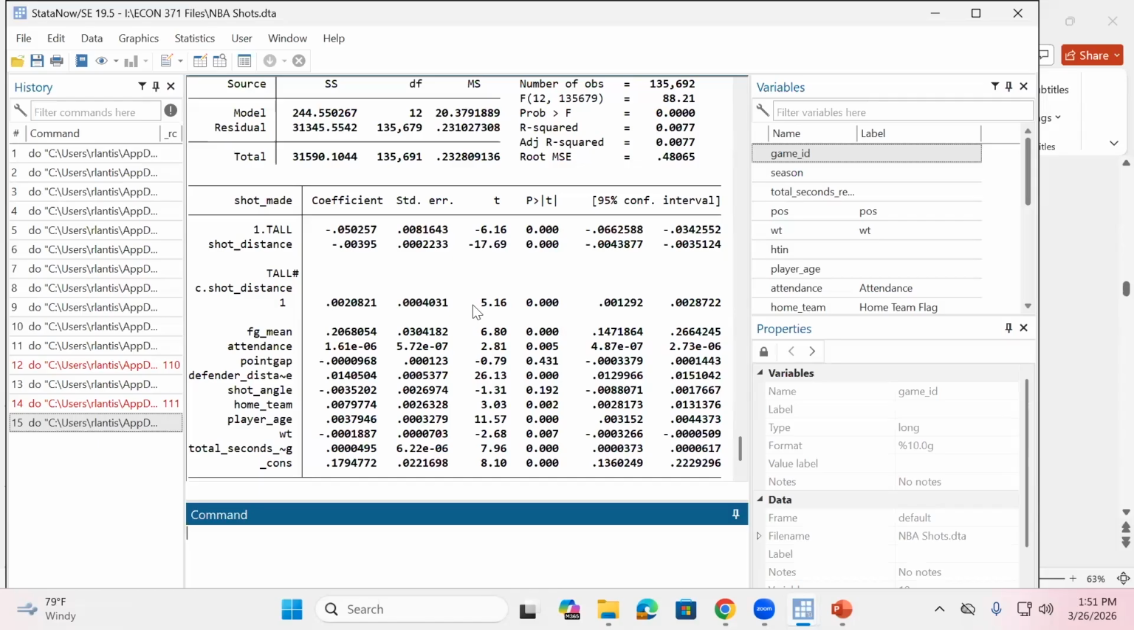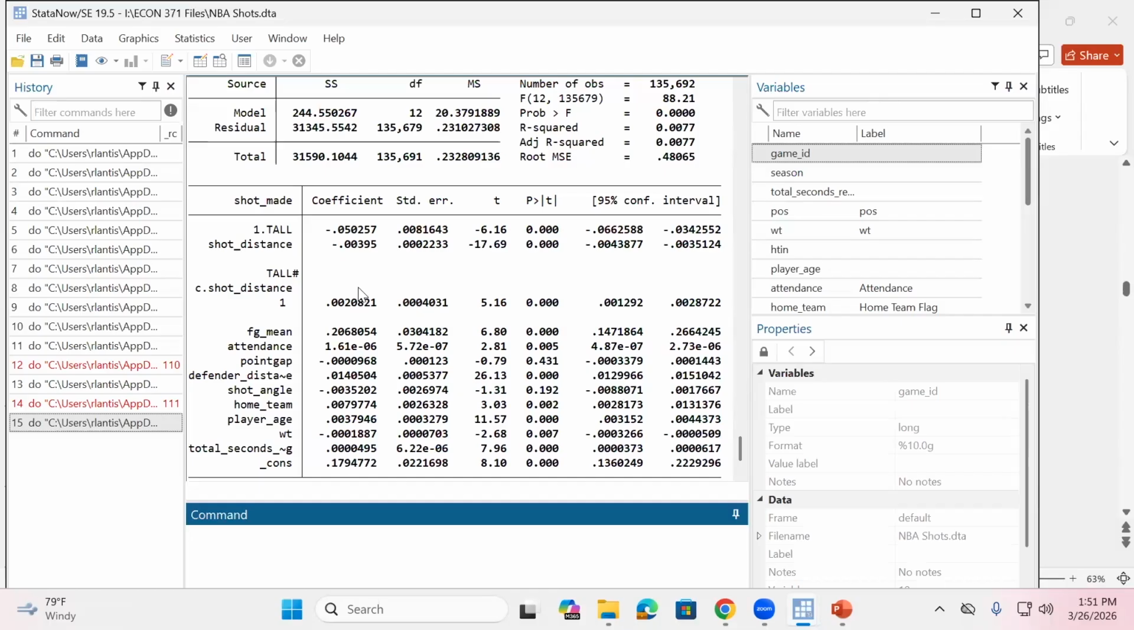Now, maybe there's omitted variable bias, right? These interaction terms can still fall victim to omitted variable bias. So maybe I don't have the right controls. But this is what the data is telling us, right? That marginal effect is varying for someone who's tall and not tall.